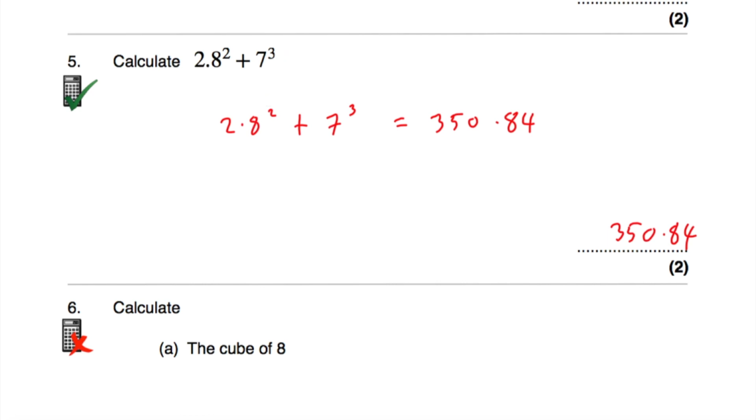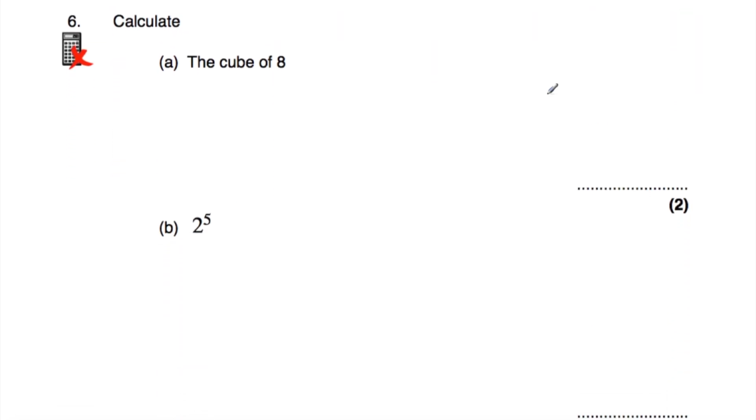Okay, let's have a look at our next question, question number 6. Question number 6 says calculate, Part A, the cube of 8. So that's 8 cubed, which is going to be 8 times 8 times 8. We need to work out what 8 multiplied by 8 is, which is 64.